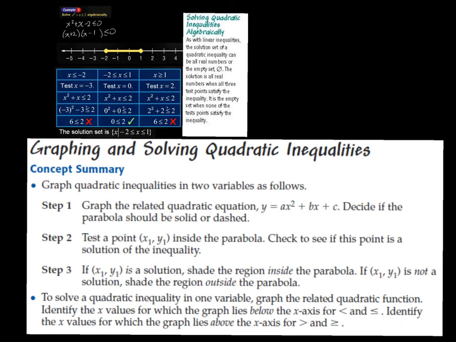To solve a quadratic inequality in one variable, graph the related quadratic function. Identify the x values for which the graph lies below the x-axis for y less than or equal to 0. Identify the values for which the graph lies above the x-axis for y greater than and greater than or equal to.